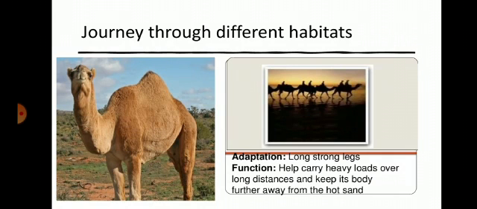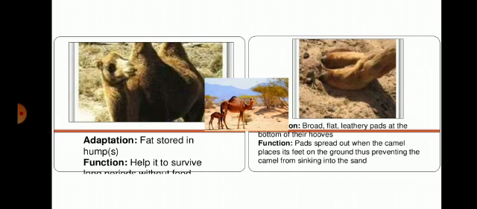You see the slide. The first one, long strong legs. Its function is to help carry heavy loads over long distances and keep its body further away from the hot sand. Then the second adaptation, fat stored in humps. This function helps it to survive long periods without food. It is stored as fat, that is called a hump.